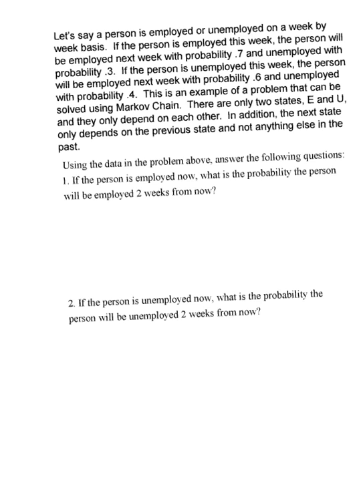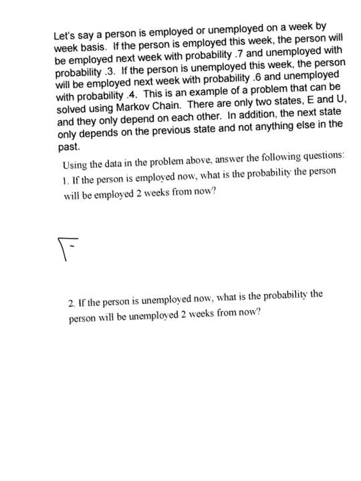It says this is an example of a problem that can be solved using a Markov chain. There are only 2 states, E for employed and U for unemployed, and they only depend on each other. In addition, the next state only depends on the previous state and not anything else in the past. In other words, next week only depended on this current week. So, number 1 there, if the person is employed now, what's the probability the person will be employed 2 weeks from now? So, an easy way to do this is we can make a tree diagram.